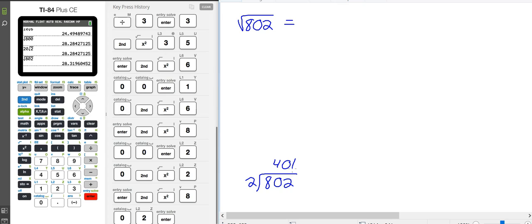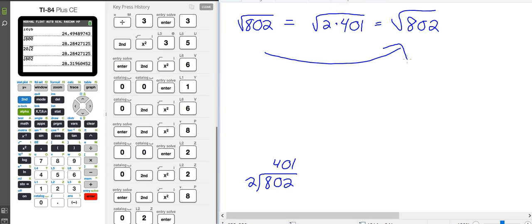Since we have no doubles, everything stays inside. We have 2 times 401, which is just 802, and this is prime factorization for 802. There is nothing else we can do. So that's the answer.